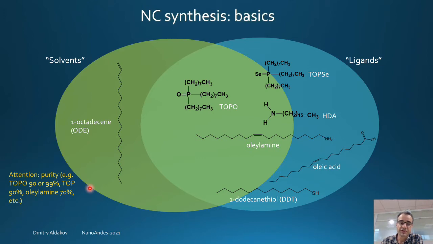While preparing the synthesis, care should be taken for the purity of the precursors, because in, for example, TOPO you can get 90%, 95, 99. Oleylamine is very often technical quality, and it can introduce some impurities in your synthesis, and it will be much less controlled.